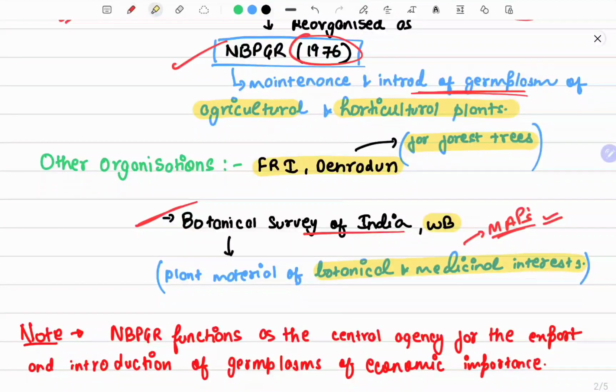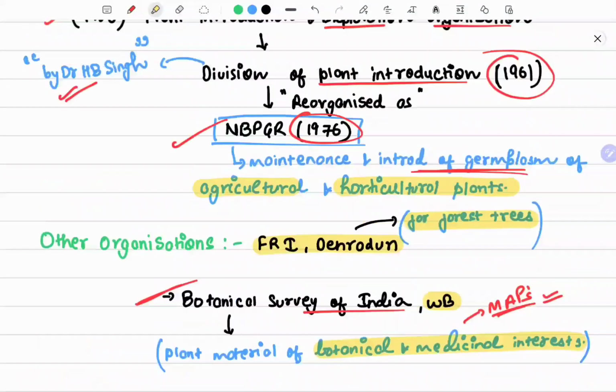As a small note, the NBPGR functions as the central agency, or you can also say the nodal agency, for the export and introduction of germplasm of economic importance. The germplasm that is economically beneficial to the country or to the farmer is brought in, or also sent out of the country, but only with the intervention of NBPGR.